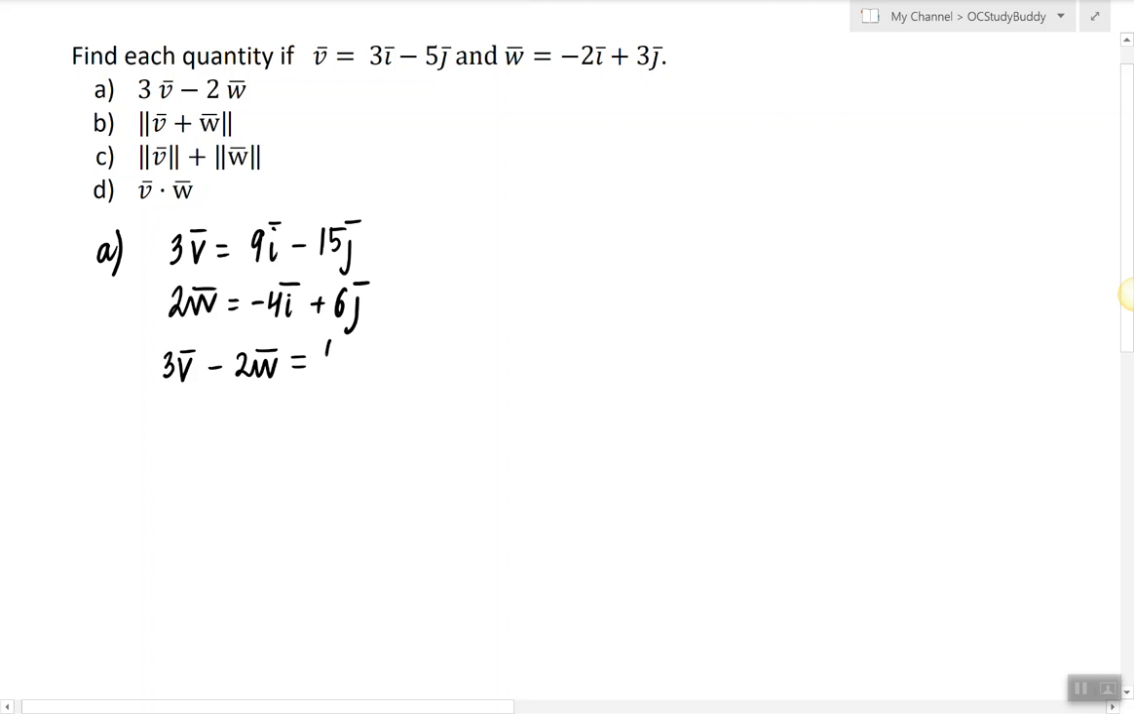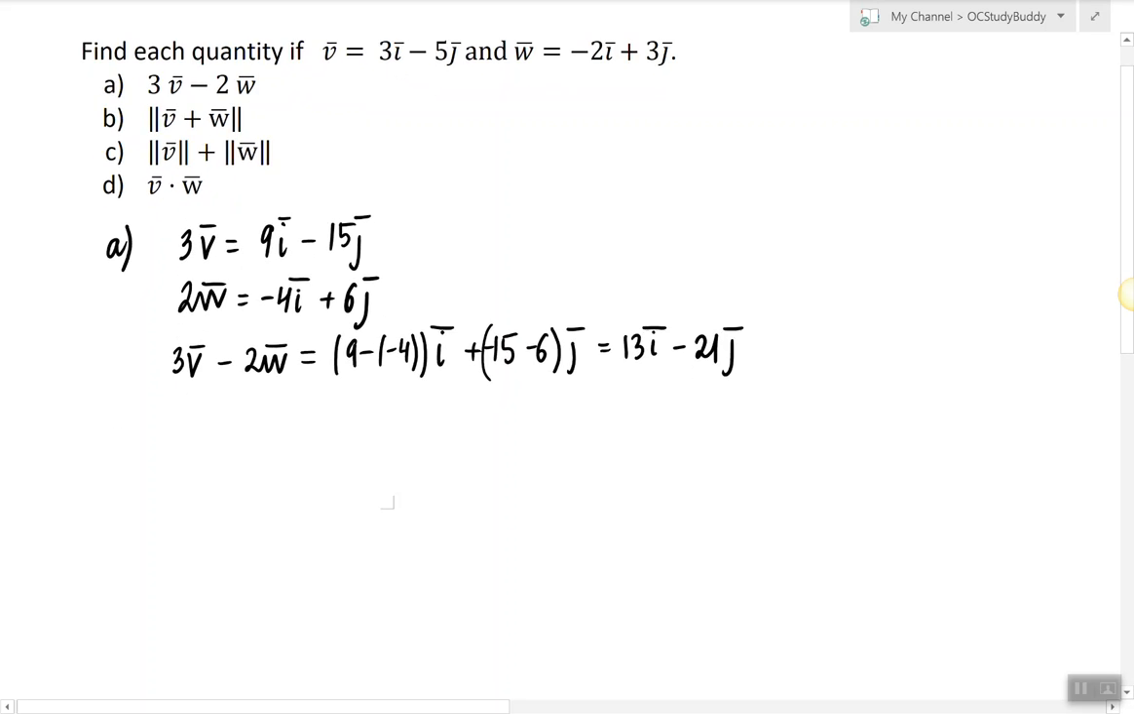So 9 minus negative 4 will be the horizontal component, and negative 15 minus 6 will be the vertical component. So the final answer is 13i minus 21j.